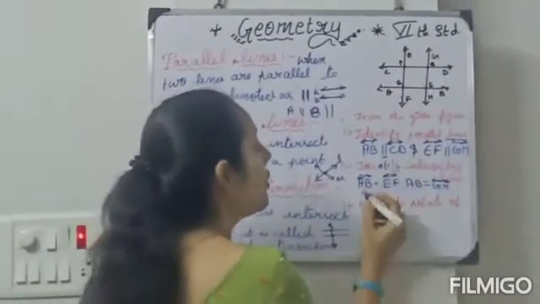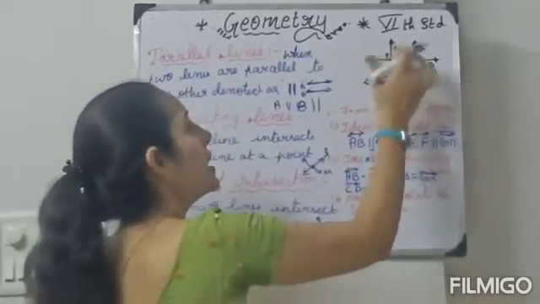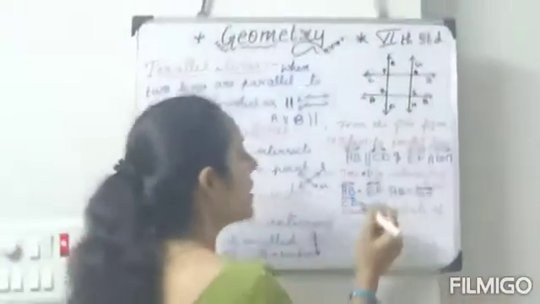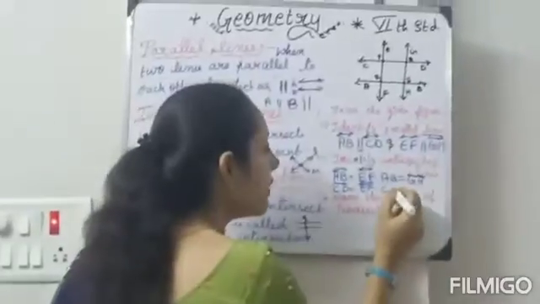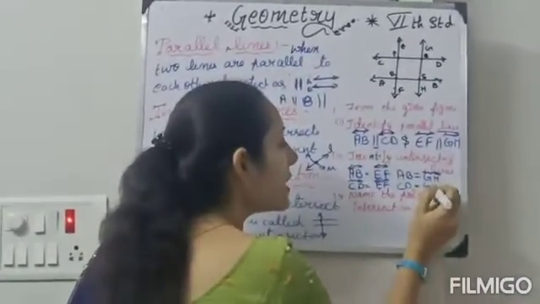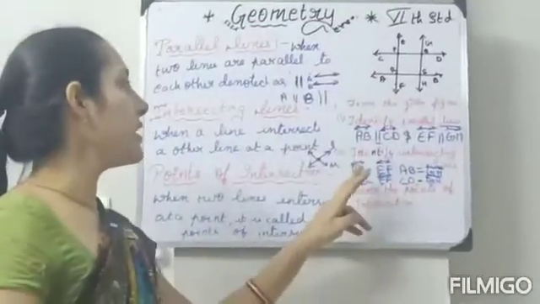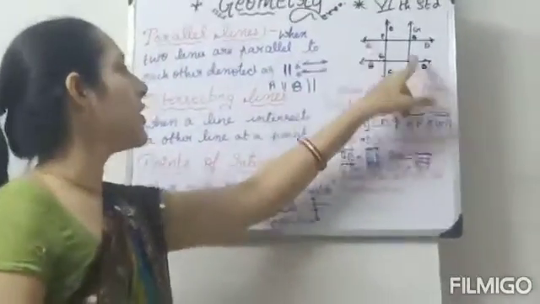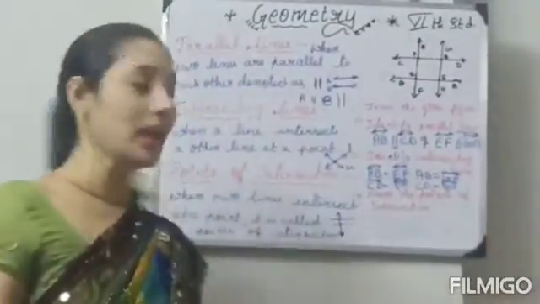Now CD. CD intersecting, again the same thing. CD is intersecting EF and GH. So, CD is also intersecting EF. CD is also intersecting GH, same thing. But only what I changed is this AB changed to CD.